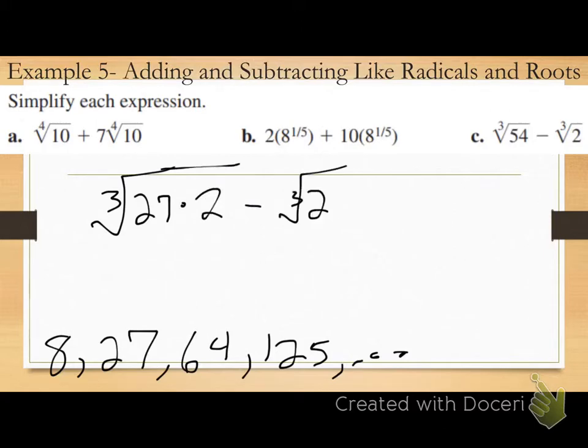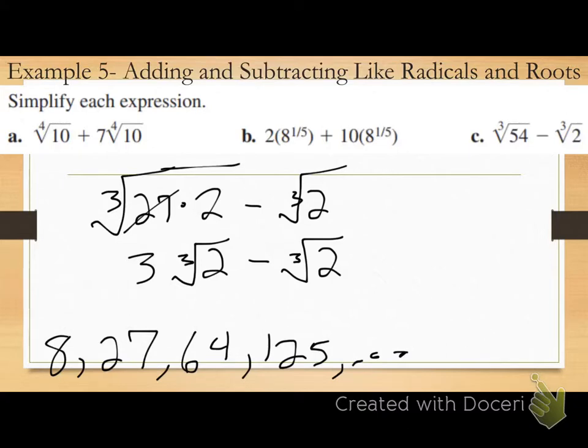Does everyone see that? That helps me. Why does that help me? Because now I can take the cube root of 27, which is 3. Can I take the cube root of 2? Nope. So that 2 stays under that cube root. And then I still have my minus cube root of 2 over here. Does everyone see why that helps us out?